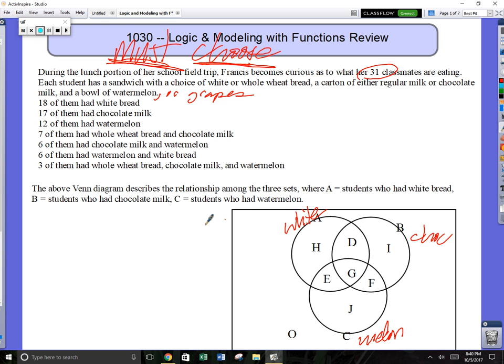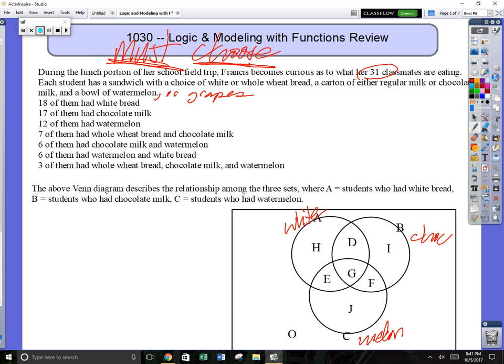So here we go. 18 of them have to live in set A. So H plus D plus G plus E have to sum to 18, and so on and so forth. It's usually the bottom where we start and work our way towards the top. So 3 of them had whole wheat, chocolate milk, and melon.